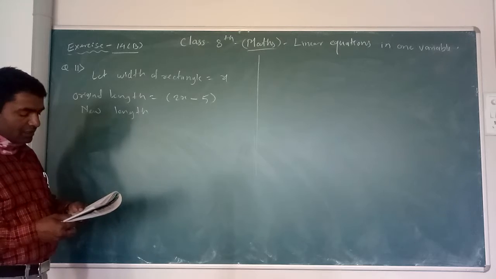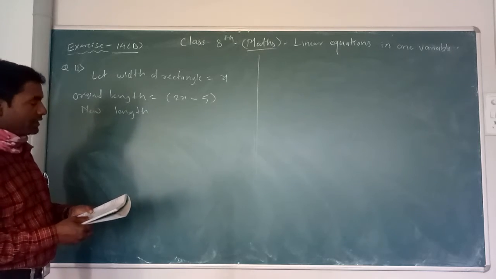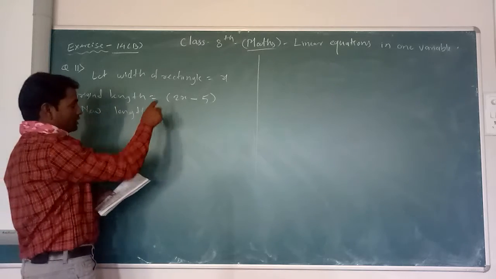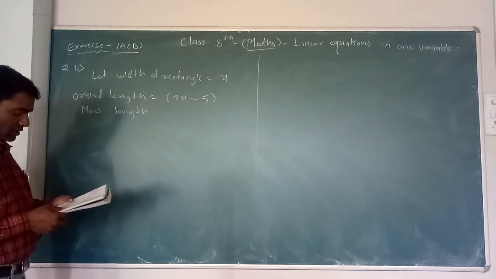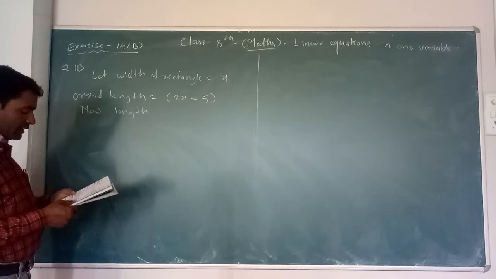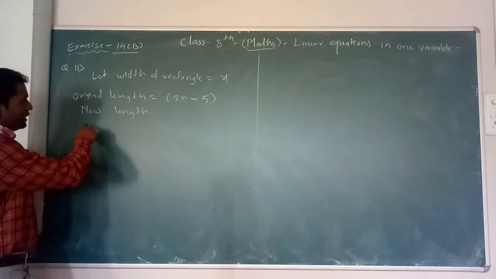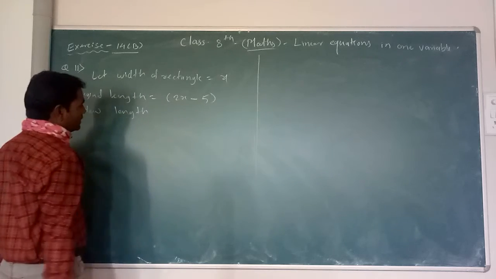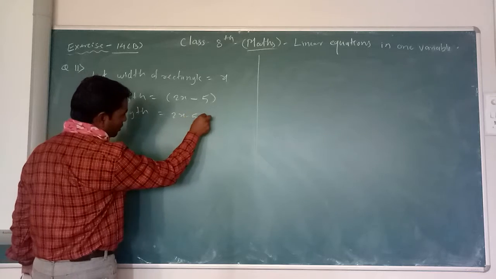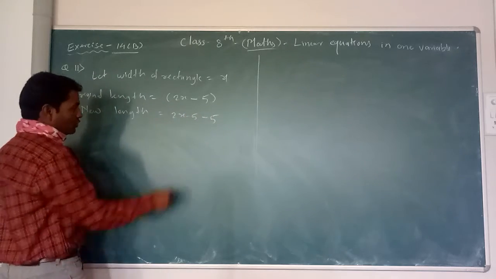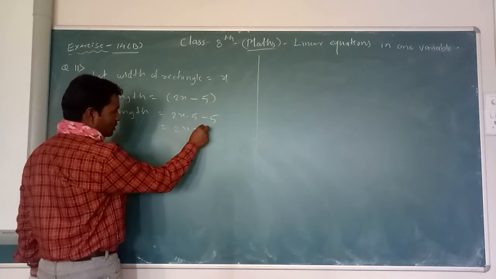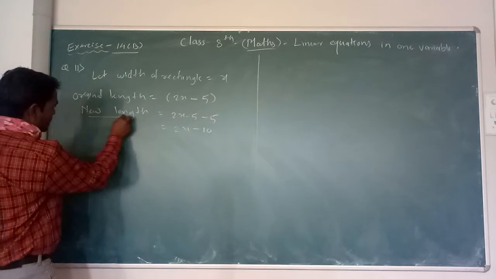A rectangle's length is 5 cm less than twice its width. So the width we have considered x. The original length we have taken as 2x minus 5. Then if the length is decreased by 5, that means this should be decreased by 5. So the new length is equal to 2x minus 5 minus 5, so it will be 2x minus 10. So this is the new length.